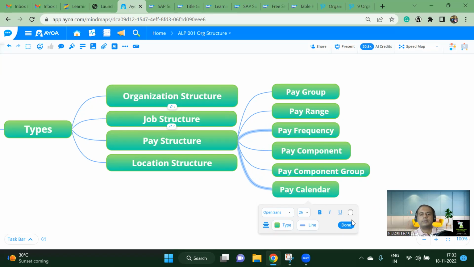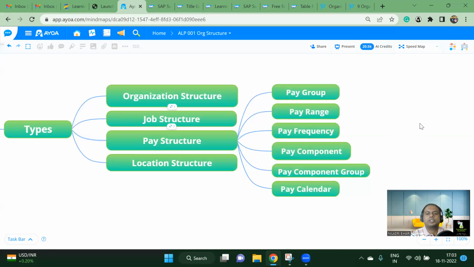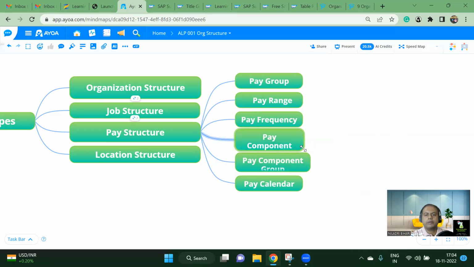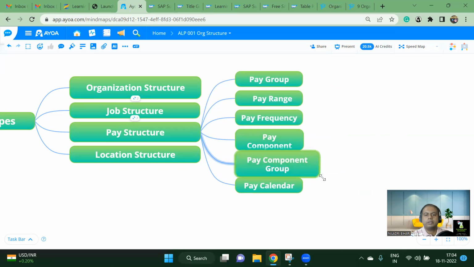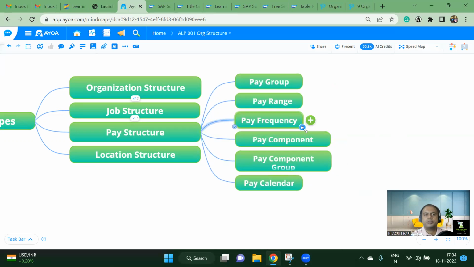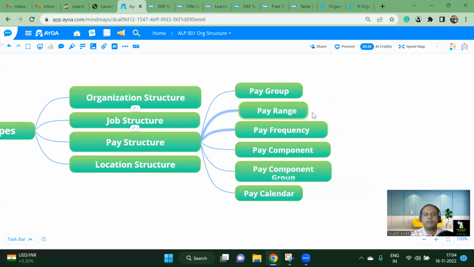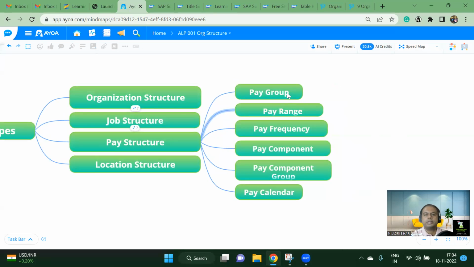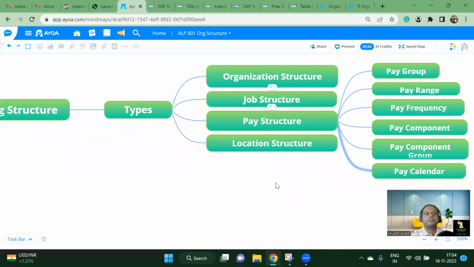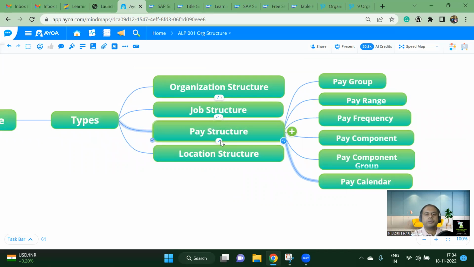Everything will be based on this. It has a structure; this is not random. Everything has a structure, so you will find it very helpful to understand this. This is why we refer to the org structure, because everything is interconnected with each other: pay structure, job structure, org structure, location structure. When you study more about position management and these details, you will find this very helpful. So that is all about the pay structure we have talked about.